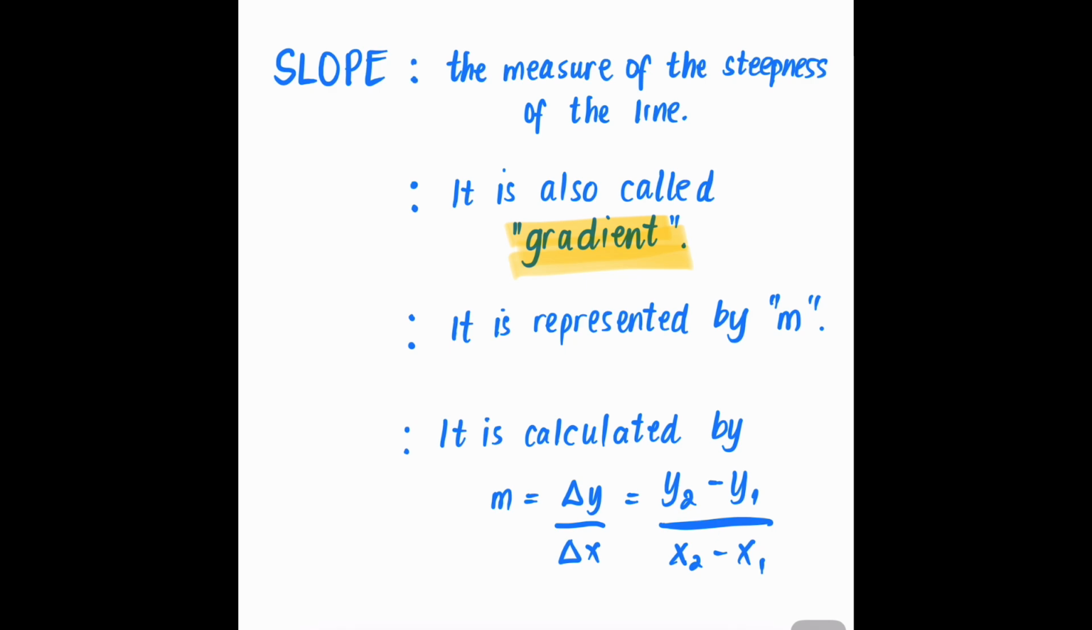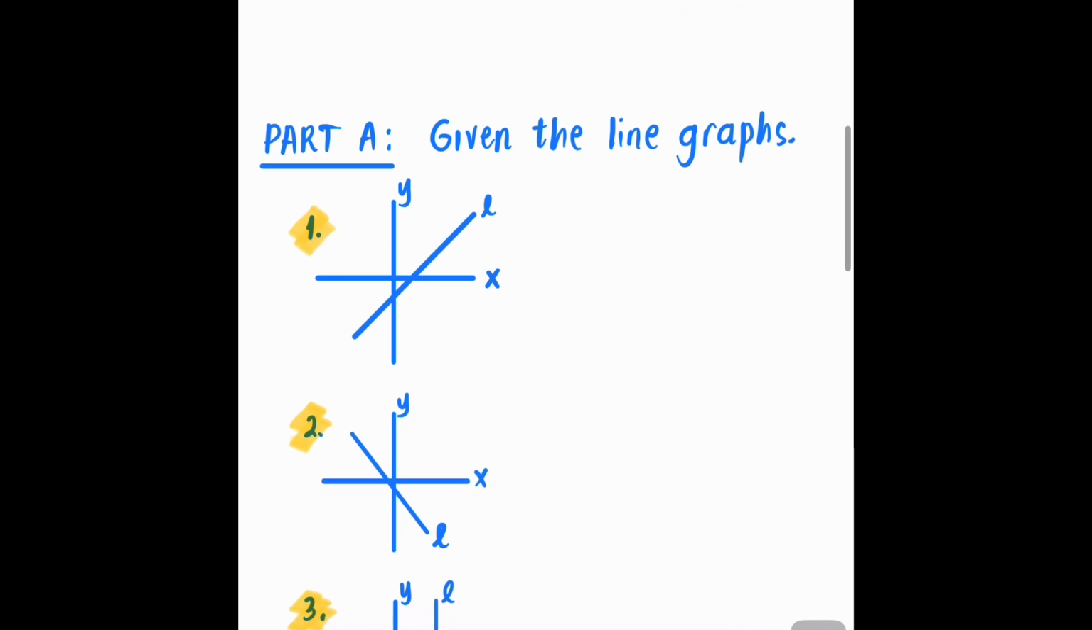So remember that in order for a line to exist, we need at least 2 points. So it's going to come from point 1, which has coordinates of x sub 1 and y sub 1, and also another point, which will have coordinates of x sub 2 and y sub 2. So whatever the coordinates of the points are, we just simply substitute them into the formula to calculate the slope. So for the next part, we have part A.